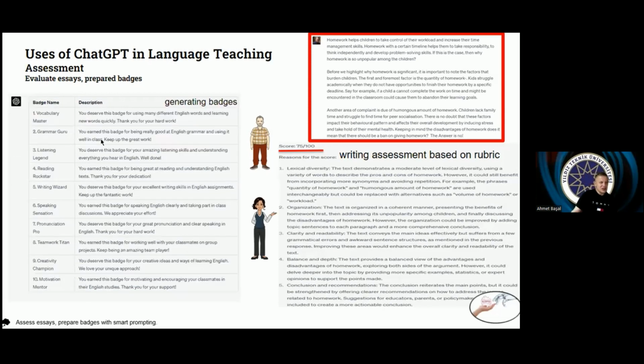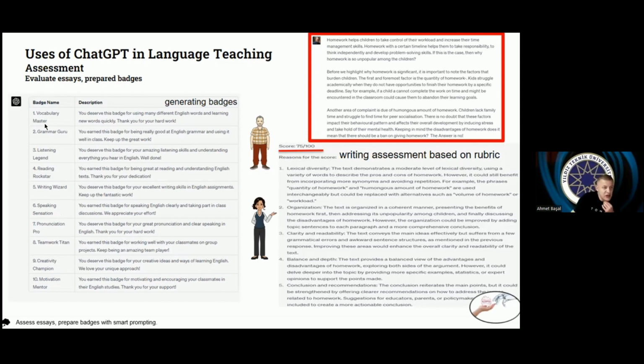So this is the badge. I normally use badges in my classes to motivate the students. And every time before my lessons, I try to prepare badges. Okay, these badges can be vocabulary master. I give these to those students who are using a great variety of vocabulary, grammar guru, listening legends, reading rockstar, writing wizard, speaking sensation, pronunciation pro, and I want ChatGPT to give the descriptions of these badges.